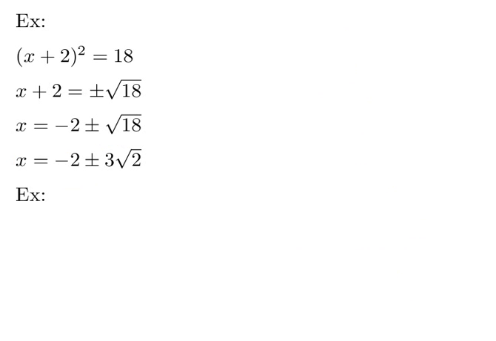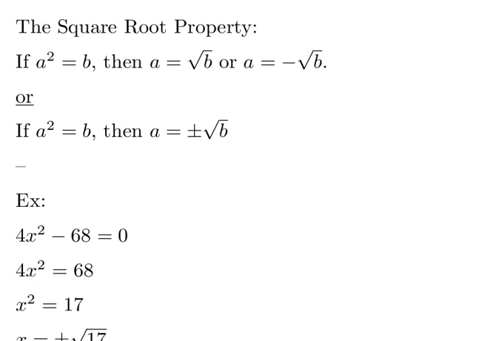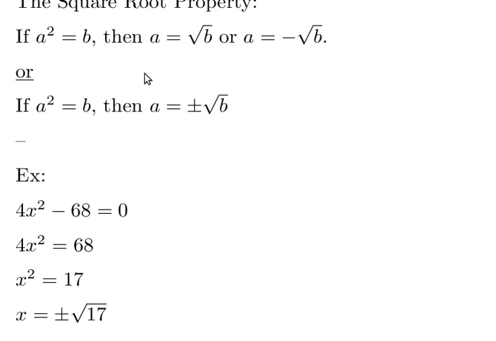Example. x minus 6. Oops, forgot to go into math mode. Okay, so x minus 6 quantity squared equals 25. Okay, so I'm going to do this two different ways. One with each form of the square root property. Remember, square root property, first I'm going to do it this way, this top way, then I'm going to do it the bottom way.